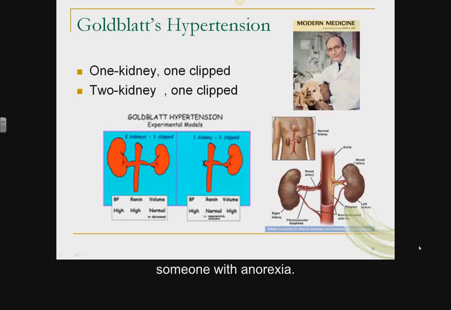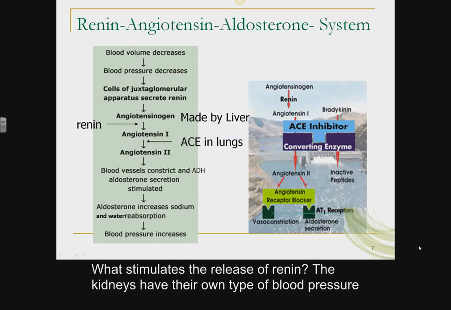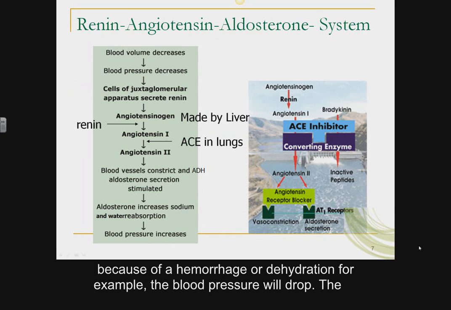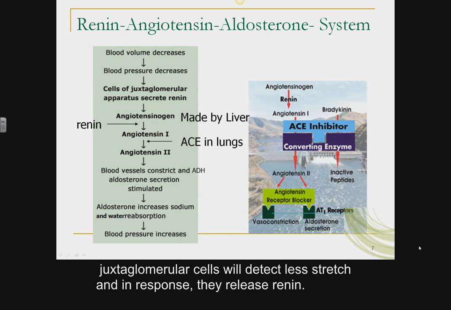Now, what stimulates the release of renin? I've said it, but we'll do it again. The kidneys have their own type of blood pressure detectors, their own type of baroreceptors, if you will. If blood volume is decreased because of a hemorrhage or dehydration, just as an example, the blood pressure will drop. The juxtaglomerular cells will detect less stretch, and in response, they release renin.